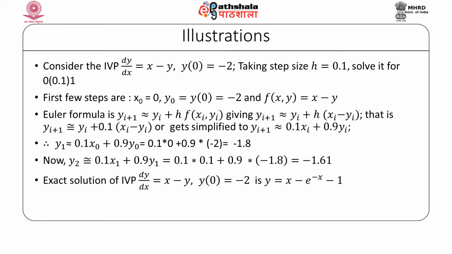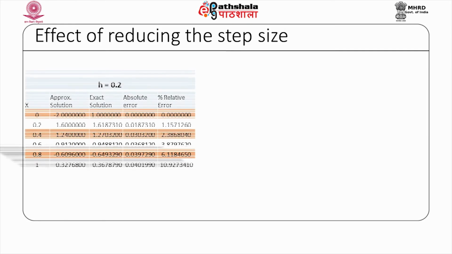Now, we know the solution of this differential equation. You can verify that the solution is given by x minus e raised to minus x minus 1. The pseudocode is given in the e-text; we run the program, and the following tables show you the results with different step sizes. If you look at h equal to 0.2, the exact solution is given by minus 0.3676790.